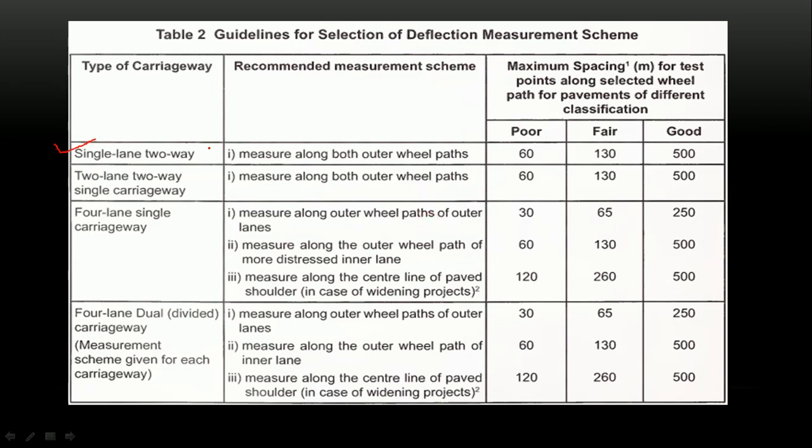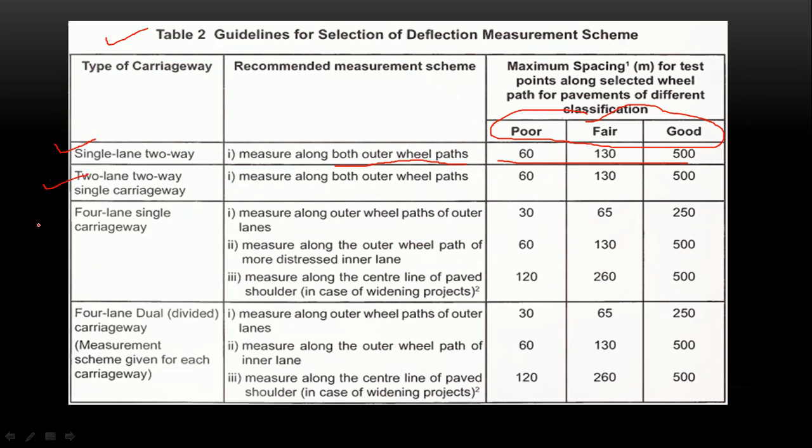If single lane two-way traffic is there, then we have to measure the deflection along both outer wheel paths. You have to measure the deflection along the wheel path, and the spacing of the test has been prescribed here, that is 60 meter, 130 meter, 500 meter, based on the condition of the road. So this table gives the guidelines for selection of the points at which we need to find out the deflection.